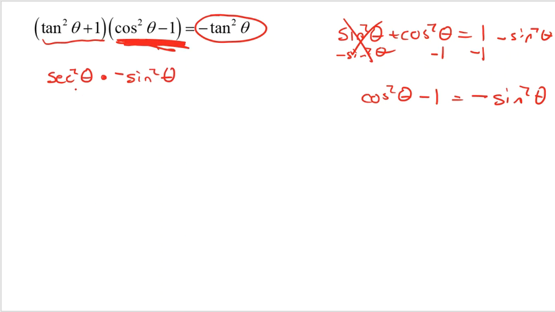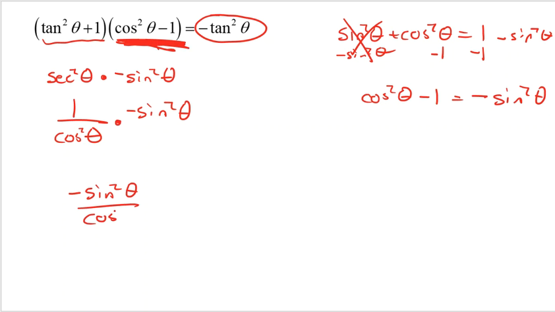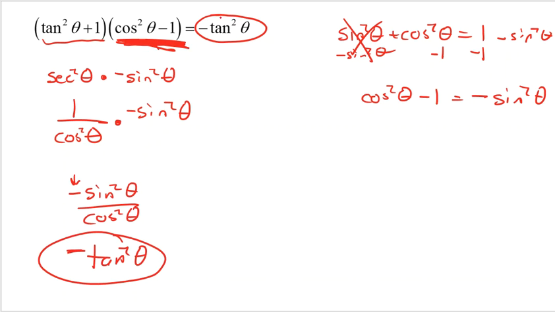All right, now what I'm going to do here? Well, let's see here. Okay, secant squared, I could use the reciprocal identity, is 1 over cosine squared. If you ever get stuck, turn everything to sines and cosines. It usually works. Times negative sine squared over theta. Well, once again, you do not need a common denominator to multiply. So if I multiply this out, I get negative sine squared over cosine squared. Uh-oh, guess what? Sine squared over cosine squared is tangent squared. That's a quotient identity. And then the negative still needs to be there.